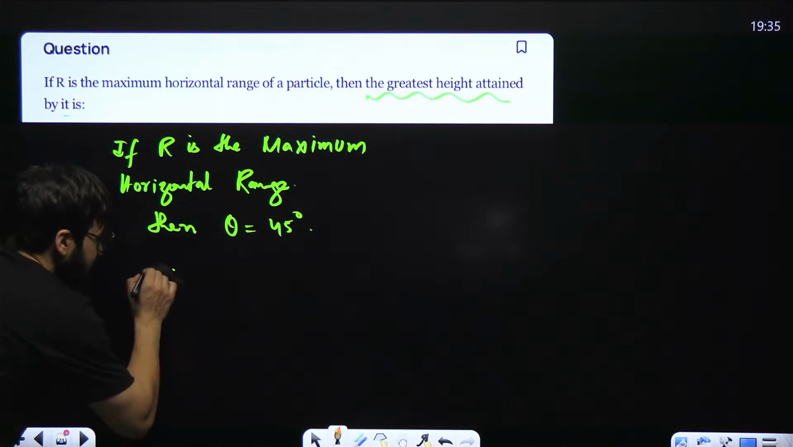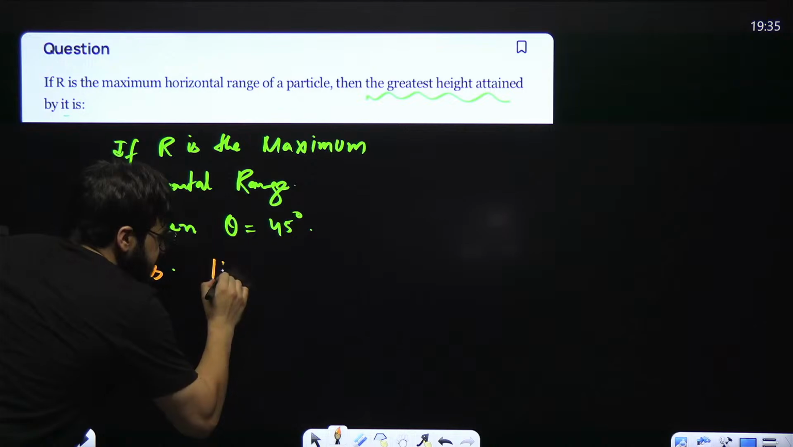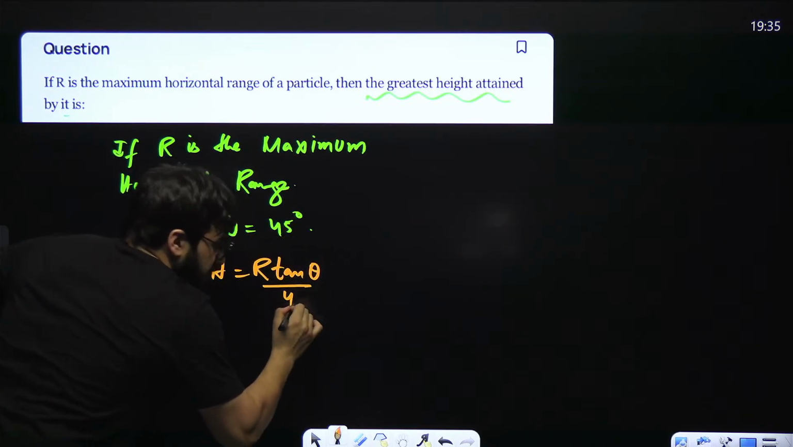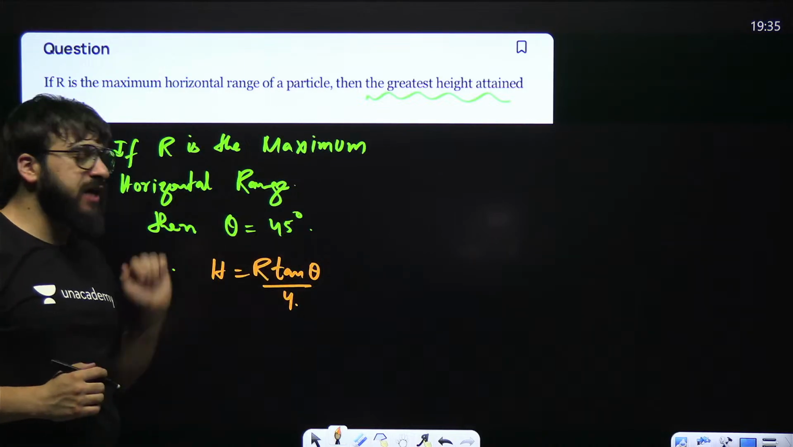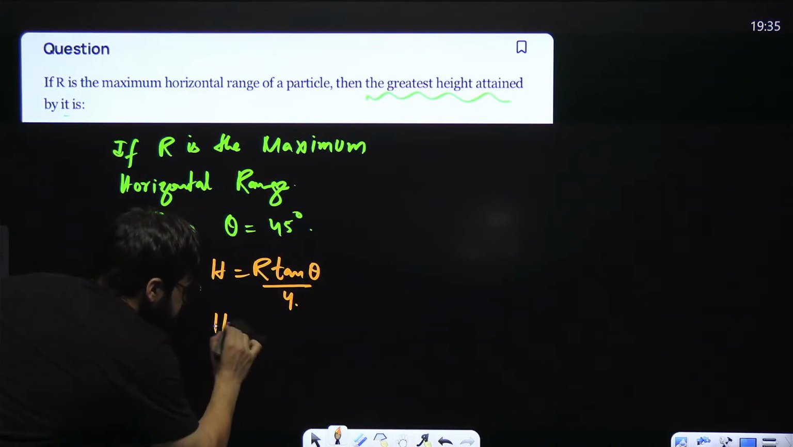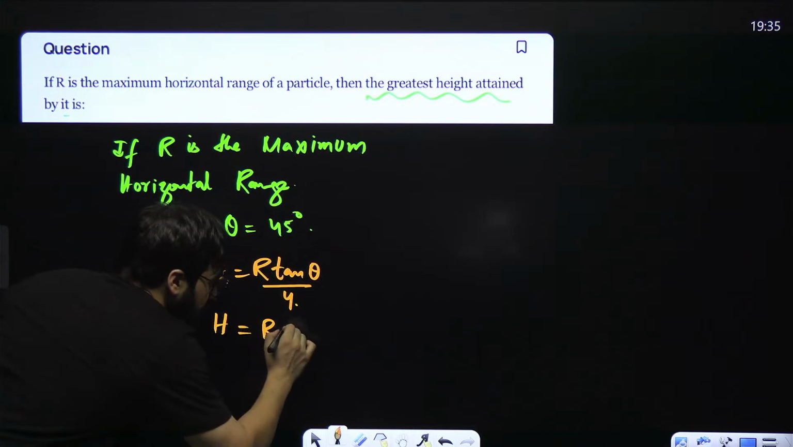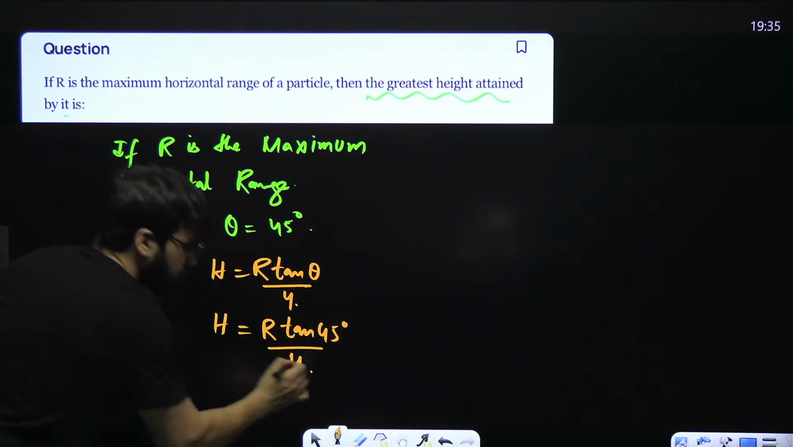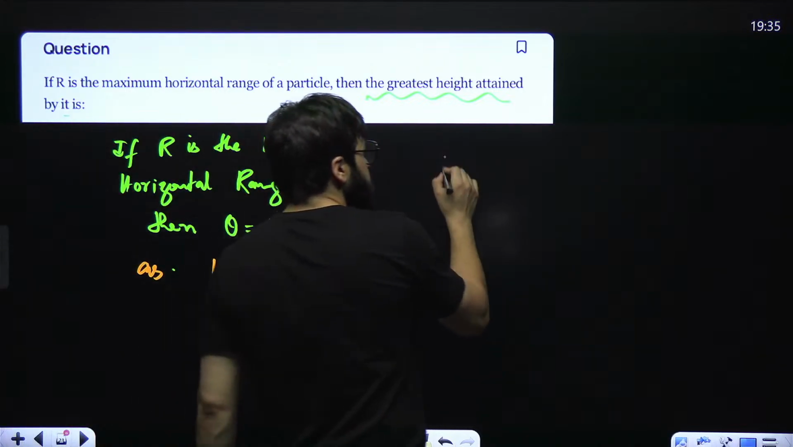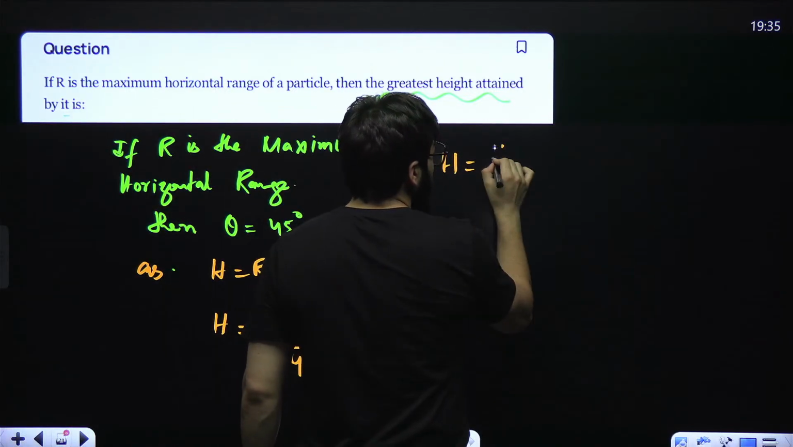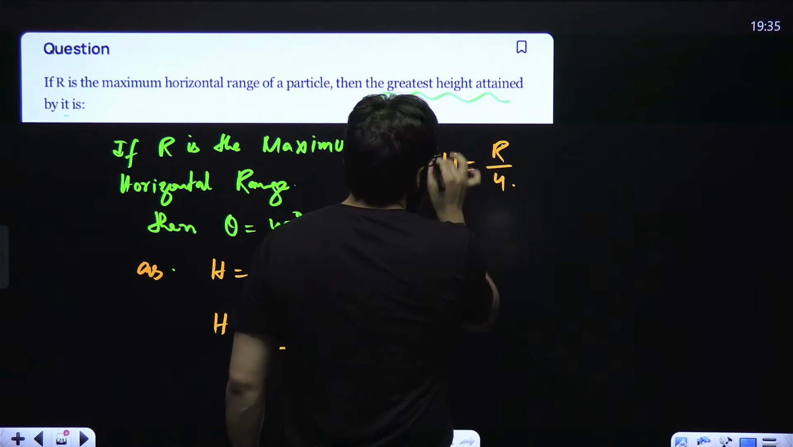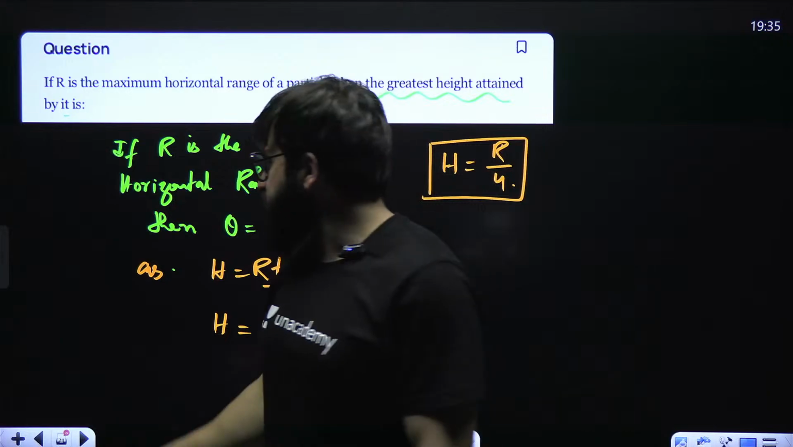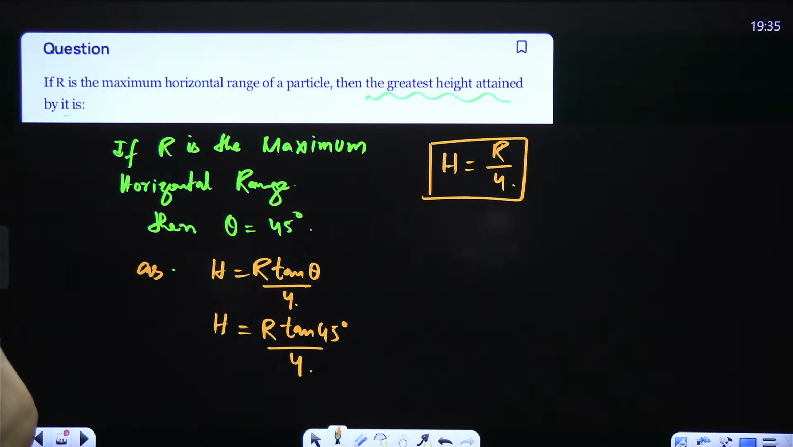Guys, see, as we know, height is equal to R tan of theta divided by 4. So what is the value of theta over here? That is 45. So h is equal to R tan of 45 degrees divided by 4. Tan 45 is 1. So in this particular case, h will come out to be R divided by 4. So at maximum range, this is the greatest height attained by the projectile.